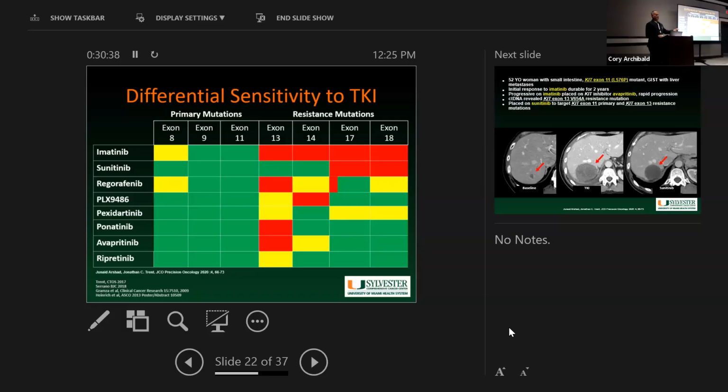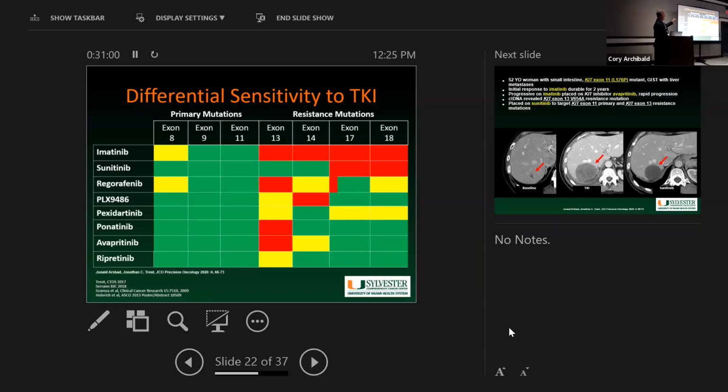But this data suggests that maybe we don't just follow that progression of the order of the clinical trials, but we look at the biological mechanisms of resistance and treat patients based on their resistance pattern. So the key to this busy slide really is exon 13.